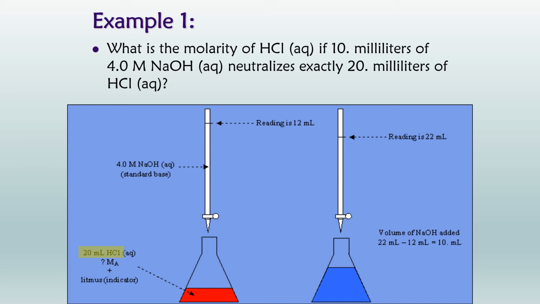That's the volume of acid. We do not know the molarity of the acid yet. That's what we are trying to find out. We do know the molarity of the base. We have a 4 molar solution. And we do know the volume of the base that we used because 22, which was the final volume at the bottom of the meniscus, minus 12 milliliters, which was the initial volume of sodium hydroxide in the burette, gives us 10 milliliters.